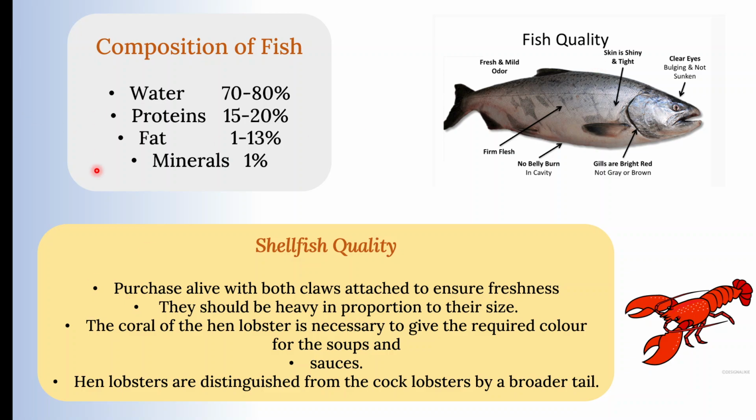To judge the quality of shellfish, the condition is that it should be purchased alive with both claws attached to ensure freshness. That means you are not going to purchase shellfish which is dead. Shellfish should always be alive. First condition, they should be heavy in proportion to their size. So whenever you pick one up, according to its size, the weight should be heavier. That is a good healthy sign. The coral of the hen lobster, that means the female one, is necessary to give the required color for the soups and sauces. The coral is very delicate. We should use it, and if the color of the coral is there, then the color is justifiable.